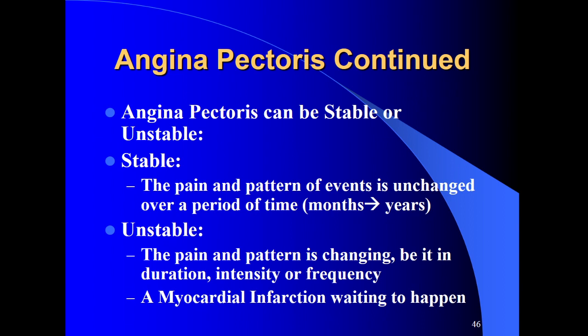Angina pectoris can be stable or unstable. Stable: the pain is patterned to events and unchanged over a period of time, months or years. Unstable: the pain and pattern is changing, be it in duration, intensity, or frequency. Myocardial infarction waiting to happen.